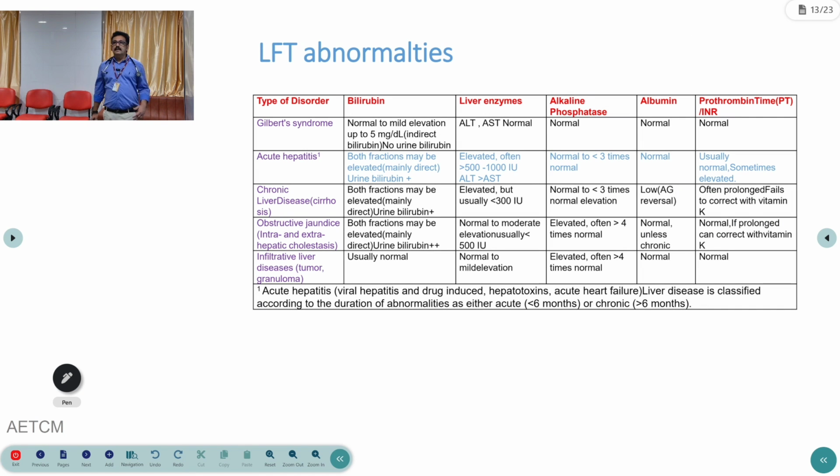So if you see the LFT abnormalities in different cases, you can get different types of LFT abnormalities, but here you can just follow this chart so that you will understand what is the type of liver function test you get in acute hepatitis. In other conditions it may slightly vary.